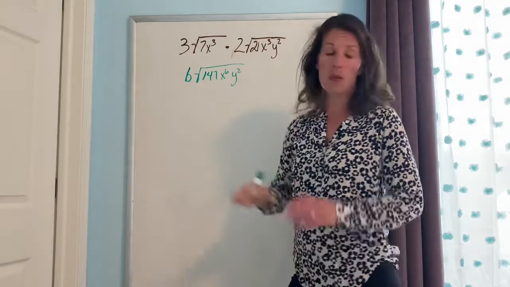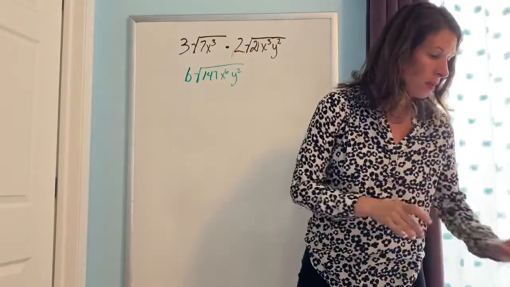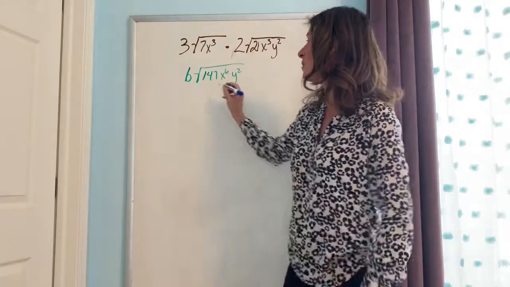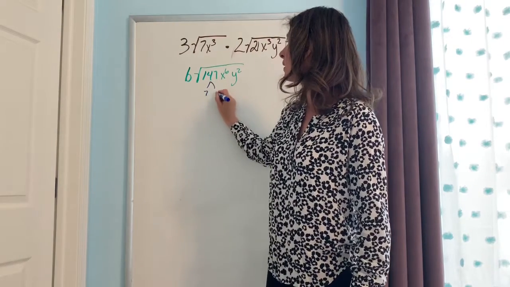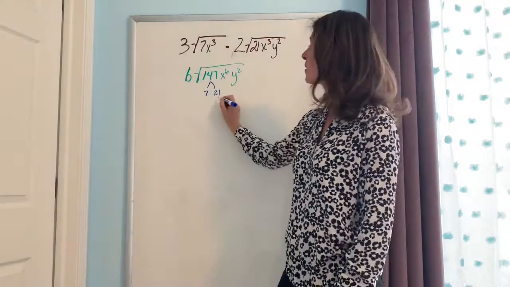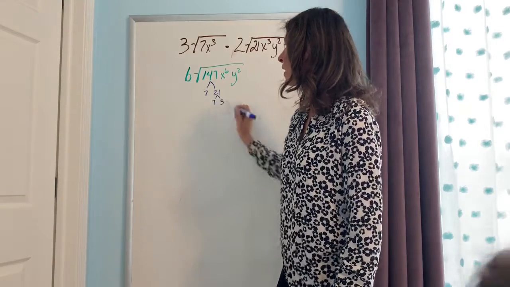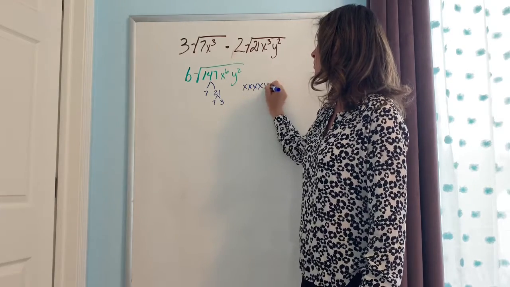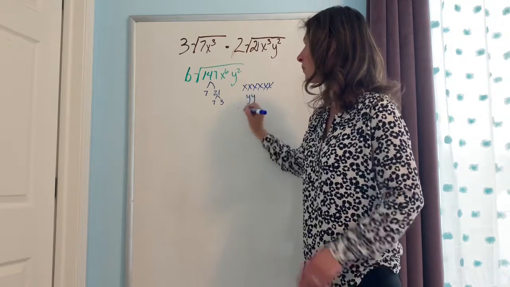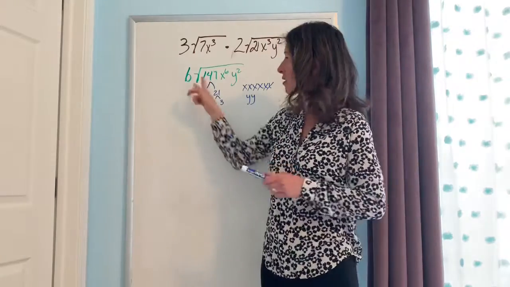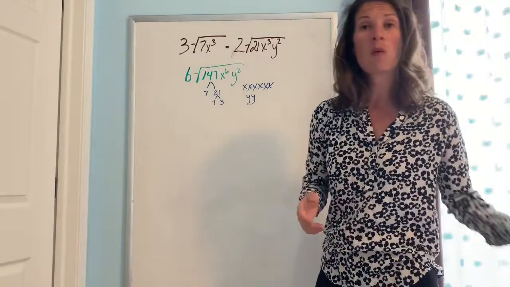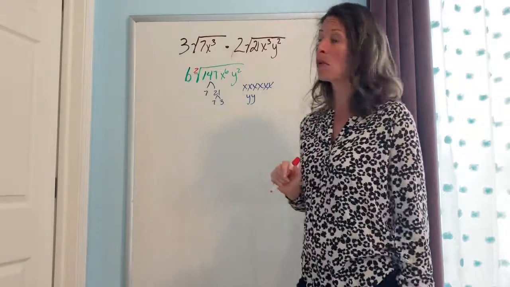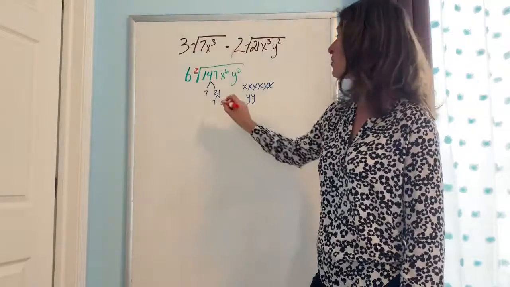So I'm going to break down the 147. I know that it can be divided by 7 because of that 7 there. So I'm going to do 7 and 21, and then 21 can be divided by 7 and 3. And then I have to write my 6 x's and my 2 y's. So now, there is no index written there. So what is the index when it's not written, when we can't see it? It's always a 2 if there isn't one written. So that means that we're going to circle groups of 2.